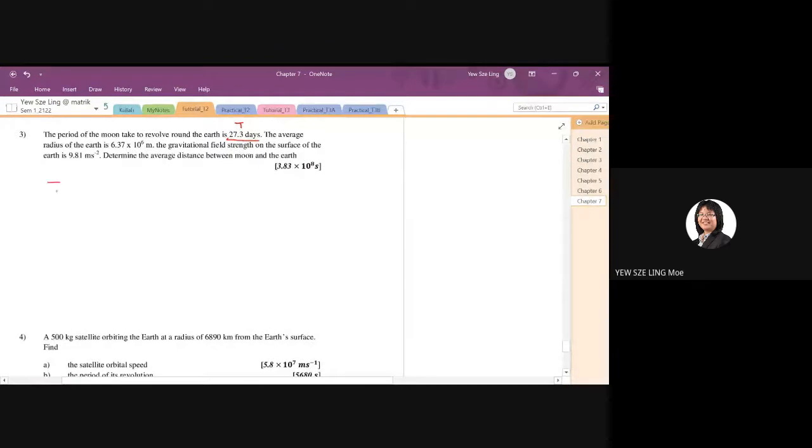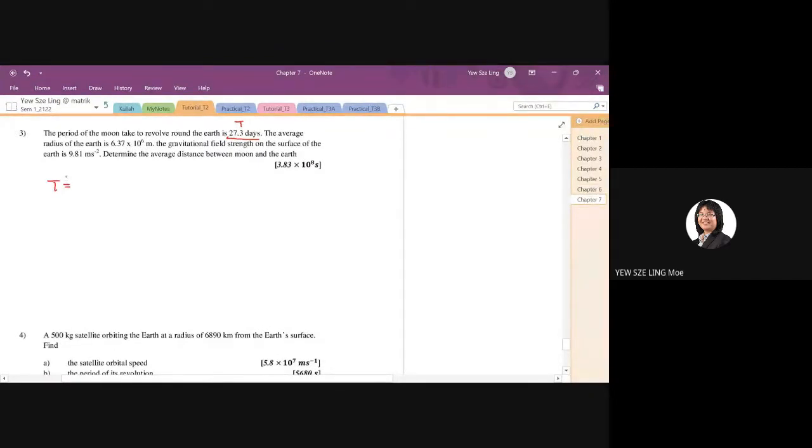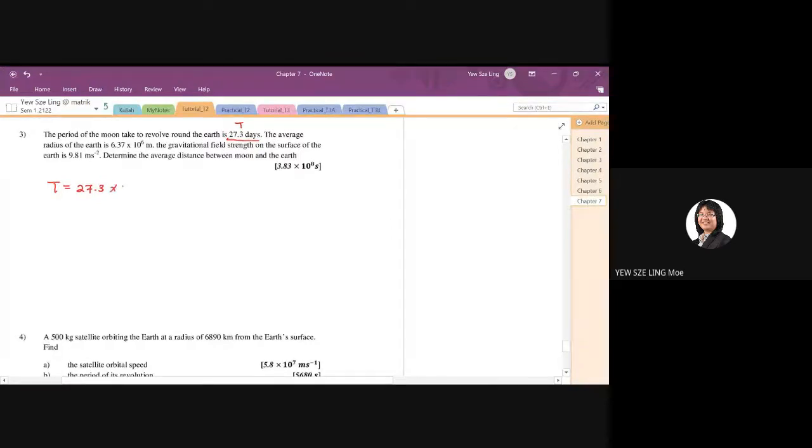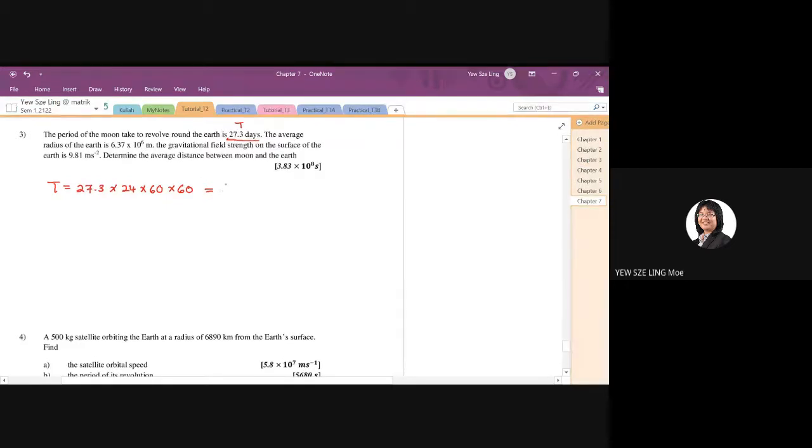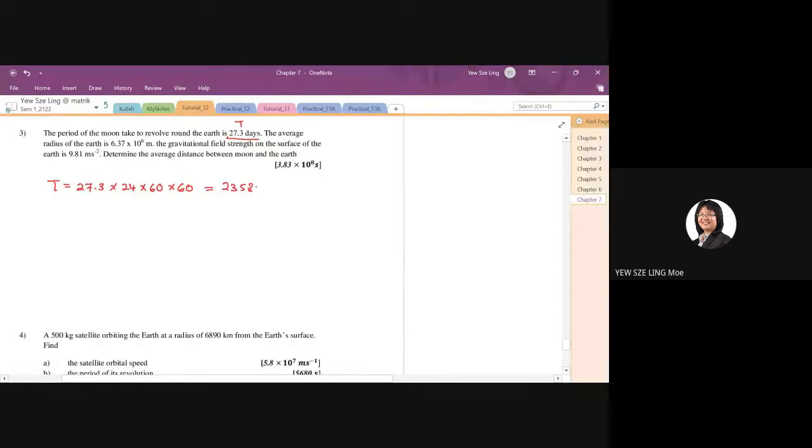Since we want to use it in our calculations, we need it to be in seconds. So 27.3 days, 1 day is how many hours? 24 hours. 1 hour is how many minutes? 60 minutes. 1 minute is how many seconds? 60 seconds. So times 24 times 60 times 60. So it is equals to, let me calculate, 27.3 times 24 times 60 times 60. So I have 2357 20 second.